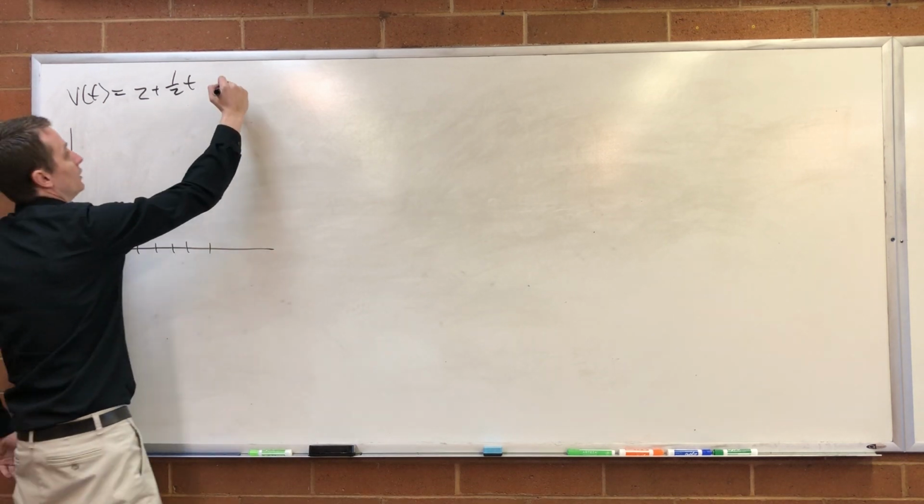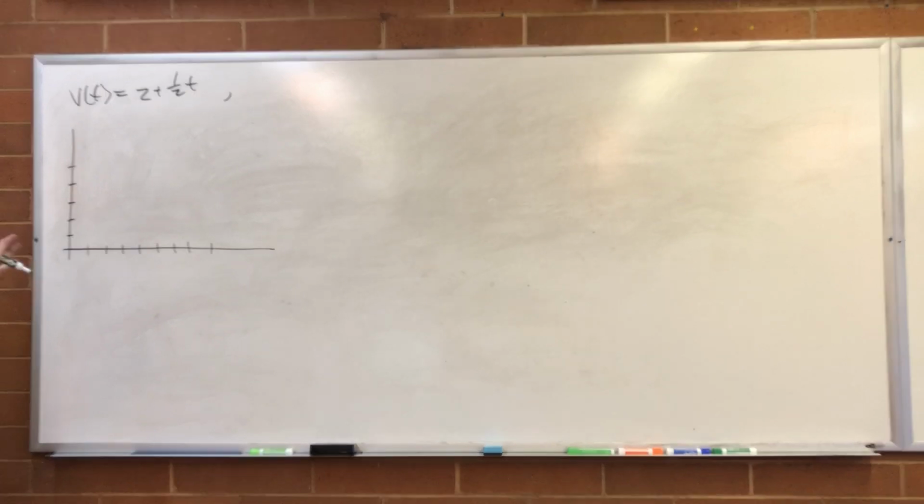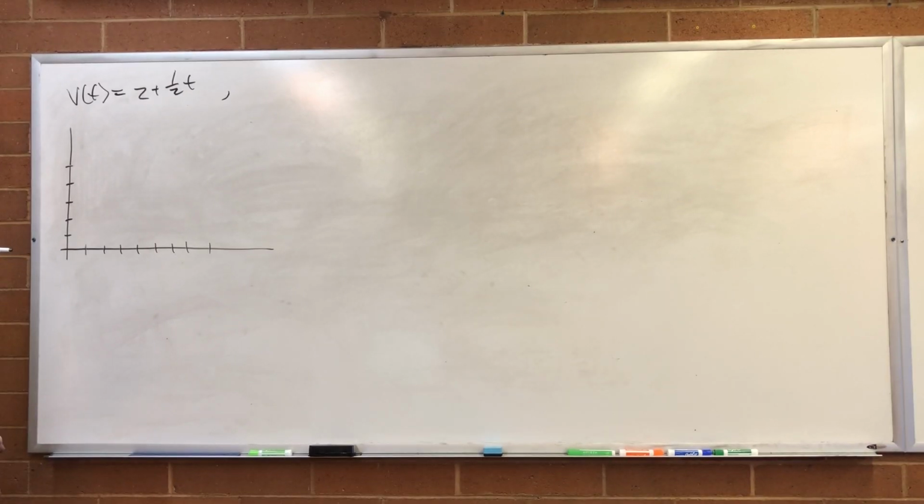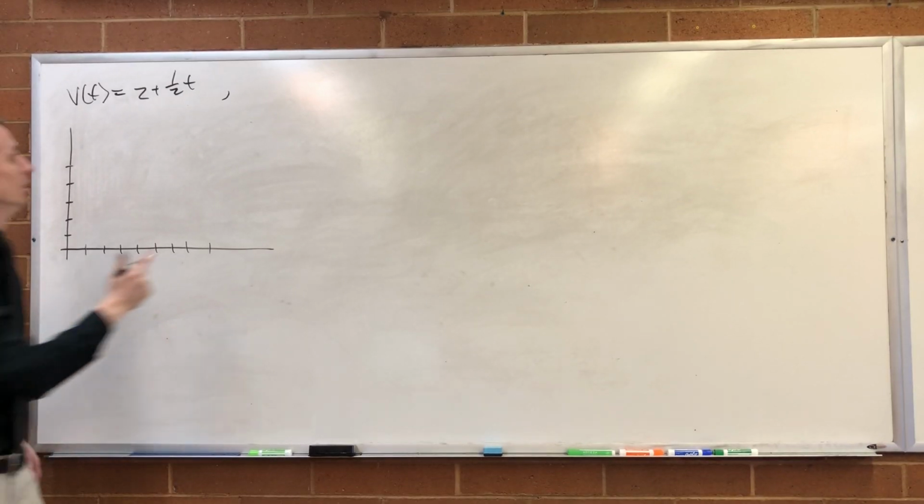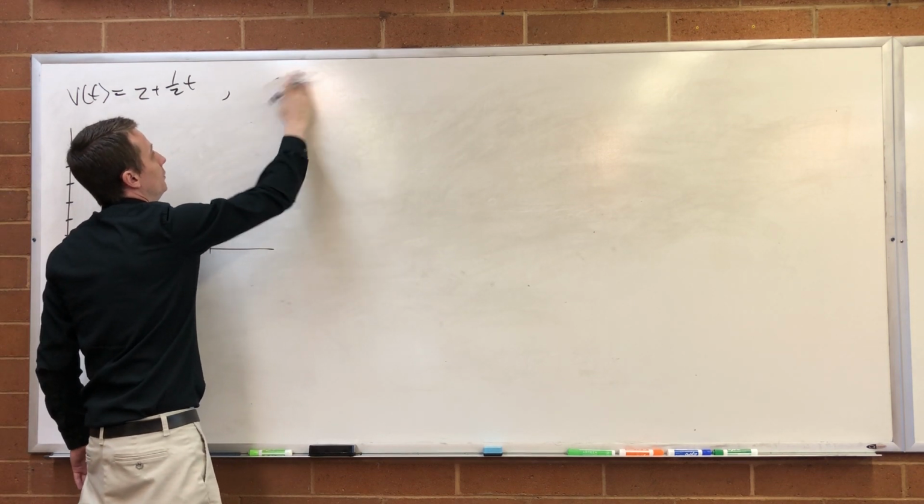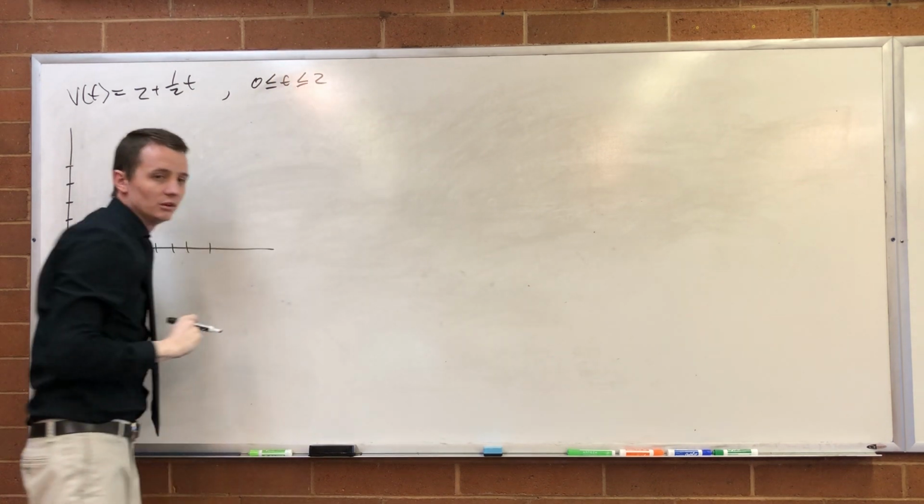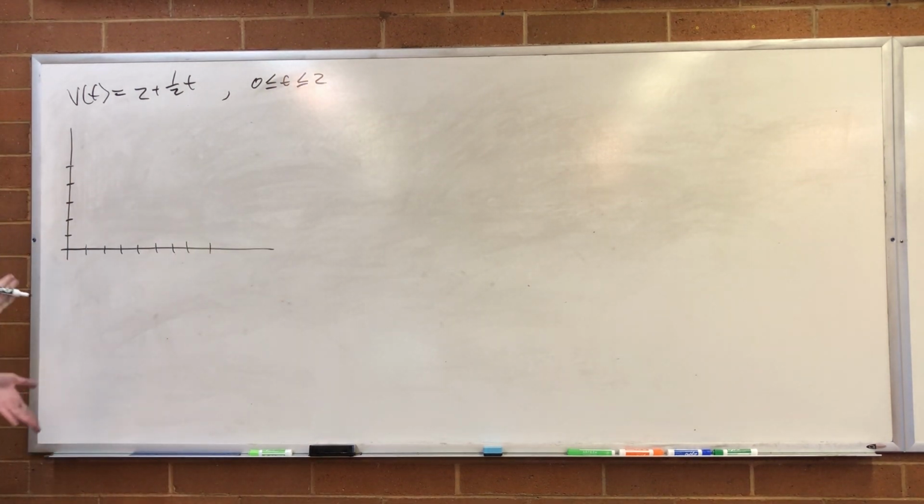Okay, and so we're going to use this and we're going to talk about how our position changes over some interval of time, right? So I want to know how my position changes from 0 seconds to, maybe I'll write this, 0 less than or equal to t less than or equal to 2. Let's see how our position changes over the first 2 seconds.